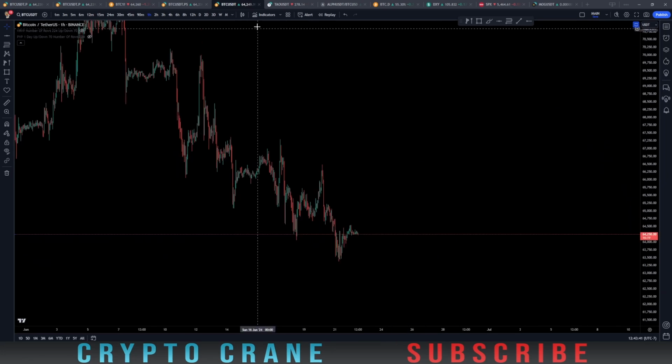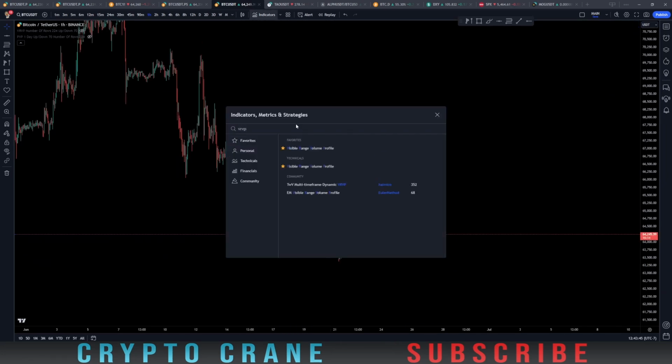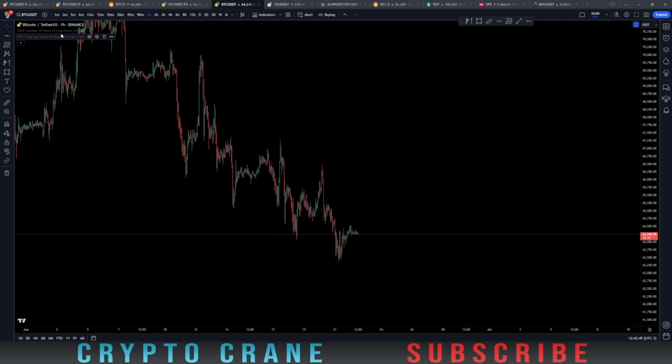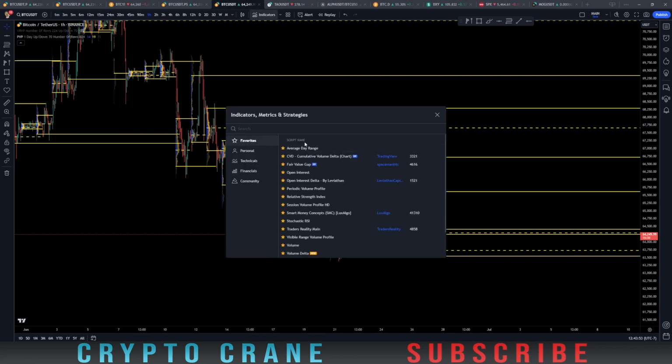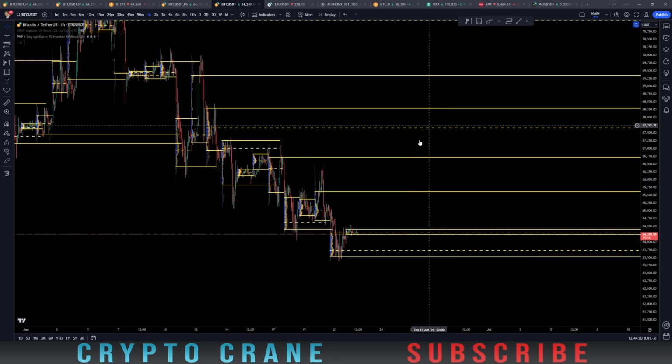Oh, and to find that visible range, by the way, you just go up here, look up VRVP, and you will see the visible range volume profile up here in the indicators. And then next, what we cover is the periodic volume profile. To find this, you will just look up PVP, and this will give you volume profiles for a whole bunch of different time frames that you can manually select.